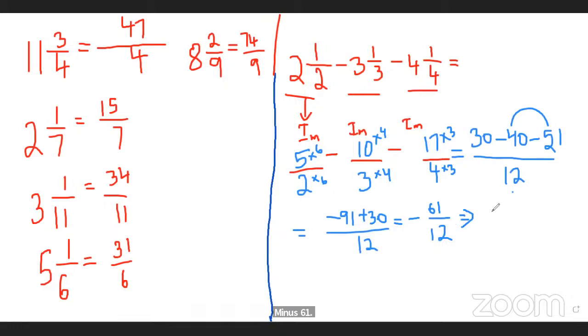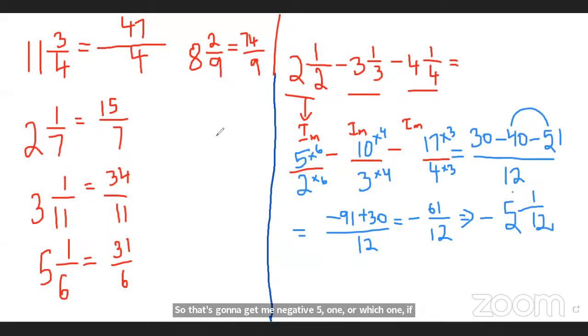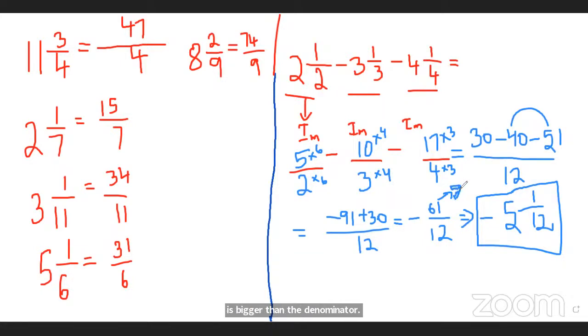So that's going to give me negative 5, 1 over 12. If your answer is 5, 1 over 12, I still don't accept it because the answer is negative. So it's negative 5, 1 over 12. This is what I mean. At the end, again, you have to convert into a mixed fraction because 61, the numerator, is bigger than the denominator. So then I need to solve it again. Are you getting it? Are you all clear with that?